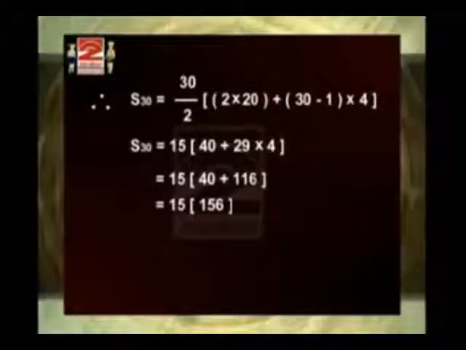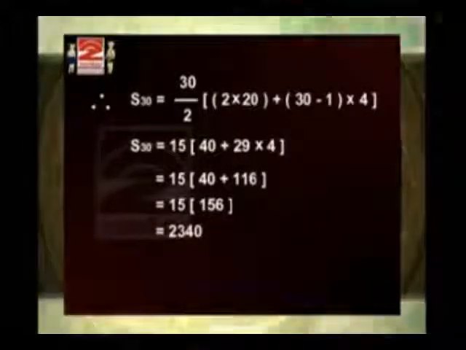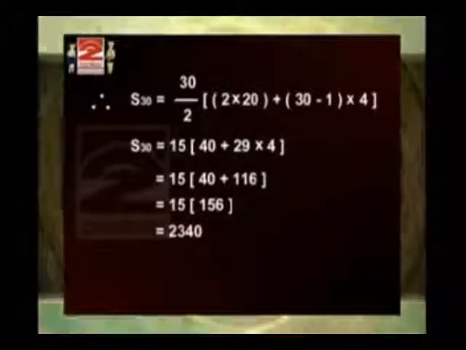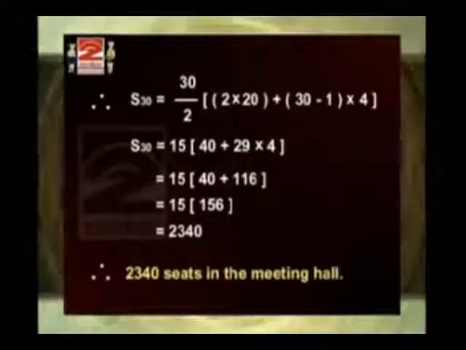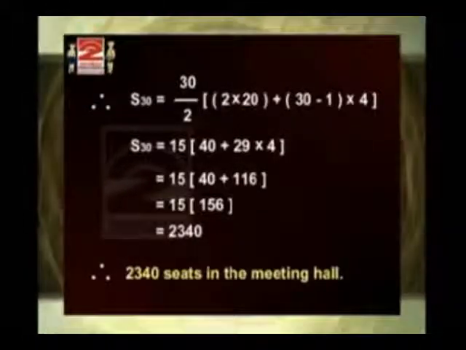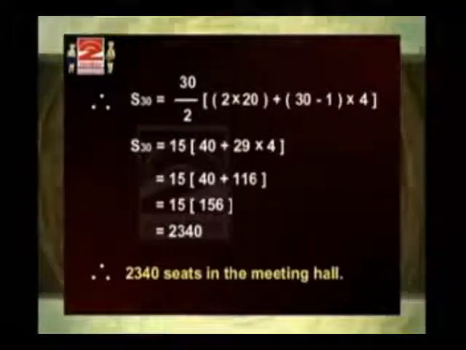That is equal to 15 into bracket 40 plus 29 into 4, that is equal to 15 into bracket 40 plus 116, that is equal to 15 into 156, that is equal to 2340. So, there are 2340 seats in the meeting hall.